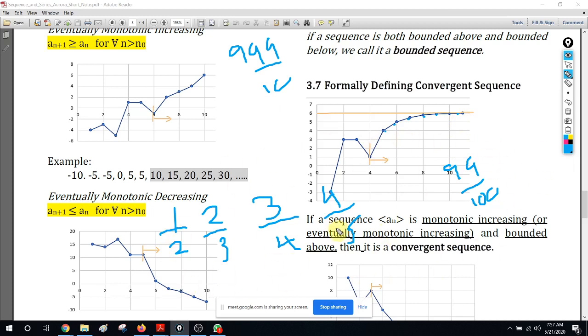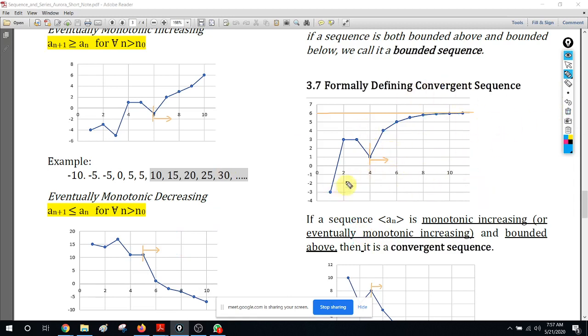So what has to happen? It must keep on increasing, but it is bounded above. It is never going to cross that line, right? So that is one possibility of a convergent sequence. It must be monotonic increasing and bounded above. So what is the next possibility of a convergent sequence?